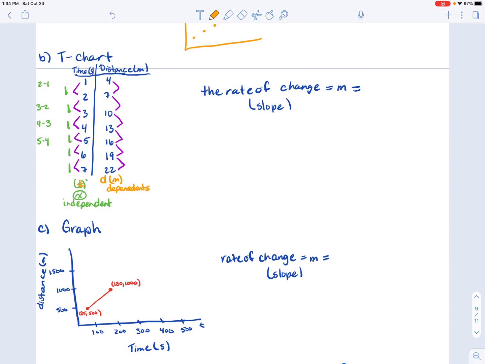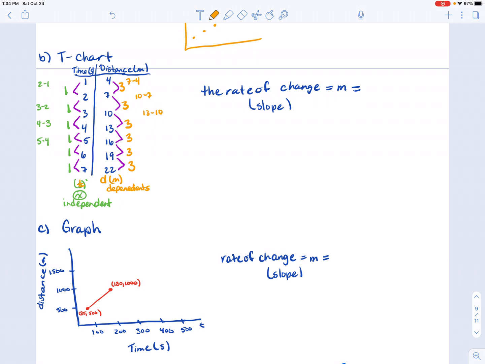So my distance, let's see. Distance between 4 and 7. So 7 minus 4, well, that's 3. 10 minus 7, 3. 13 minus 10, 3. And as I keep going, it's 3, 19 and 16, 3, 22 and 19 is 3. The difference between each of them, again, is 3.